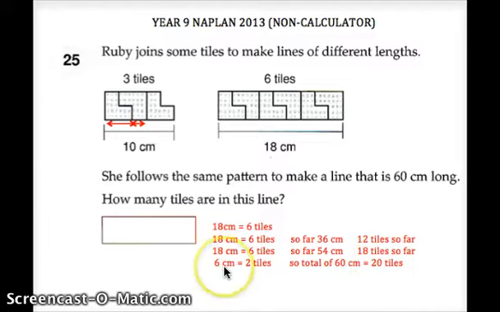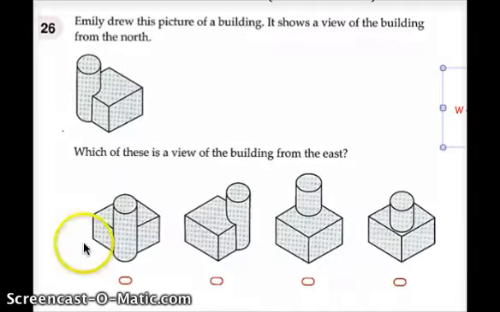So if we add up all those, we get 60 centimetres, and if we add up all these tiles, 6, 12, 18, 20 tiles, we'll end up with 20 tiles. So the answer is 20 tiles. And that's the end of question 25. Now for question 26 of the 2013 non-calculator paper.